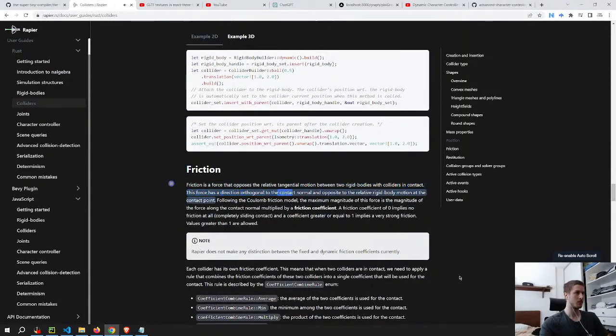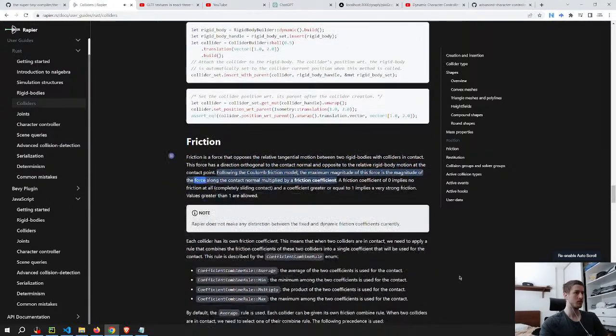Friction is a force that opposes the relative tangential motion between two rigid bodies with colliders in contact. This force has a direction orthogonal to the contact normal and opposite to the relative rigid body motion at the contact point. Following the Coulomb friction model, the maximum magnitude of this force is the magnitude of the force along the contact normal multiplied by the friction coefficient.